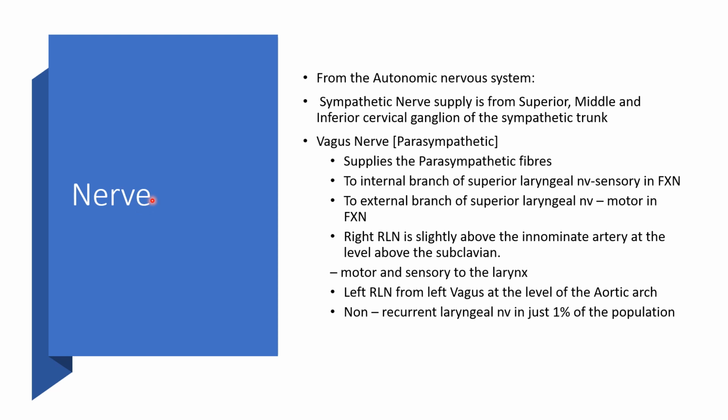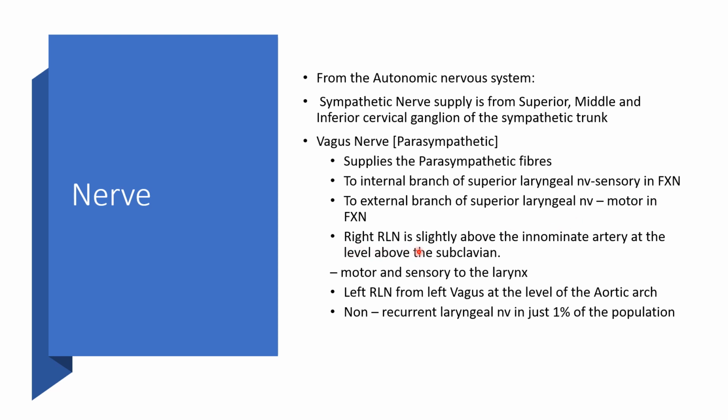The nerve supply. This will lead us to the autonomic nervous system. The sympathetic nervous supply will be from the superior, middle, and inferior cervical ganglion of the sympathetic trunk. The vagus nerve will be the mother to the parasympathetic part. That will supply the parasympathetic fibers to the internal branch of the superior laryngeal nerve, which subserves the sensory function, and also to the external branch of the superior laryngeal nerve, which subserves motor function.